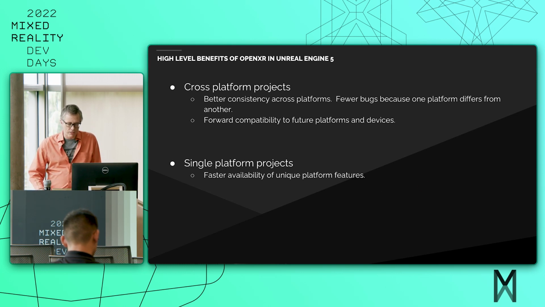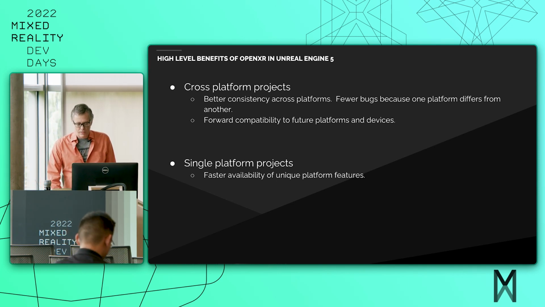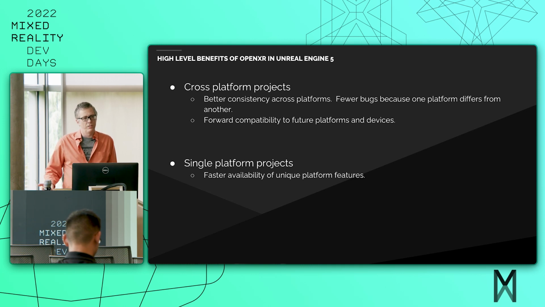So OpenXR in Unreal 5 provides benefits for both cross-platform and single-platform projects. For cross-platform, you get better compatibility, because the farther down we go and make everything the same, the fewer differences are going to disturb us when we're trying to pretend all these devices are exactly the same. Also, we're getting better testing of that integration layer. And we're potentially gaining the capability of running on future hardware and behaving better than we would have otherwise.